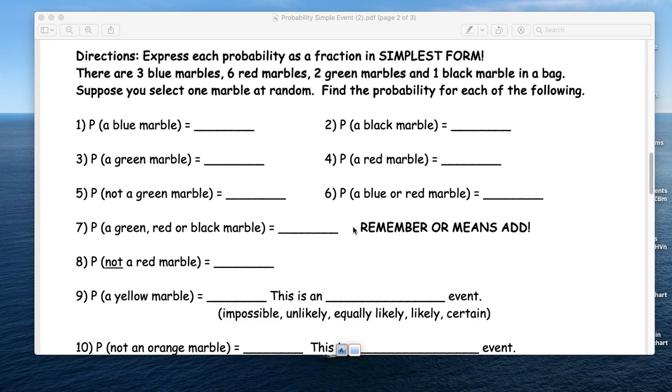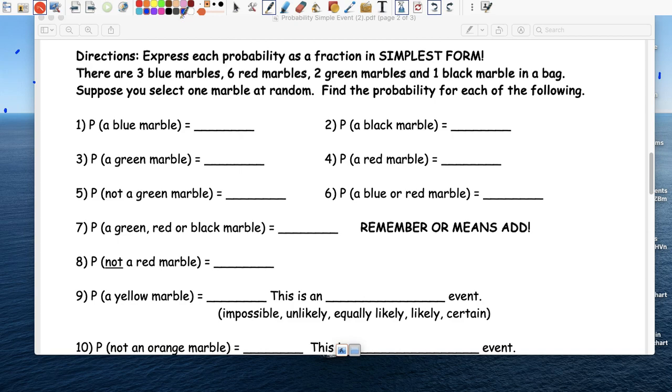All right, so again, let's see, this one we have 3 blue, 6 red, 2 green, I think this is green, or aqua, 2 green, and 1 black. So first of all, let's add them up. 1, 2, 3, 4, 5, 6, 7, 8, 9, 10, 11, about 12 total. Okay, we always need the total.